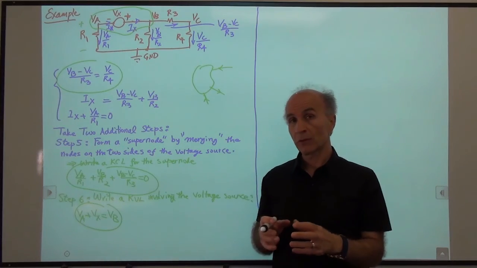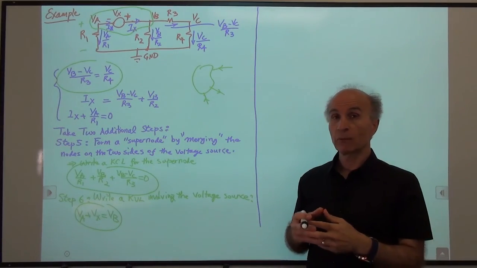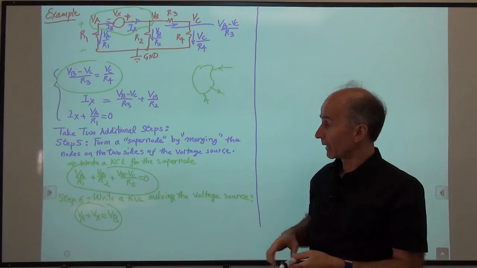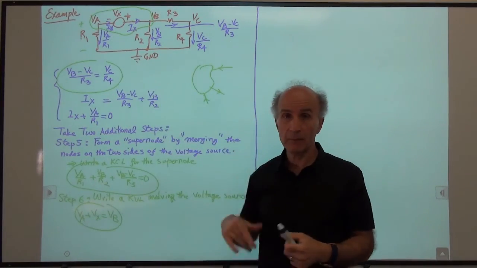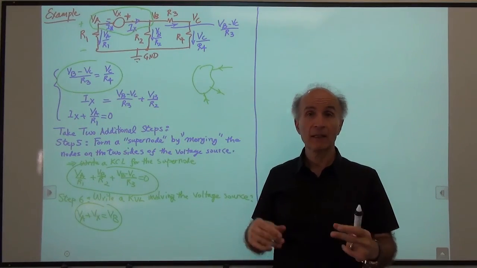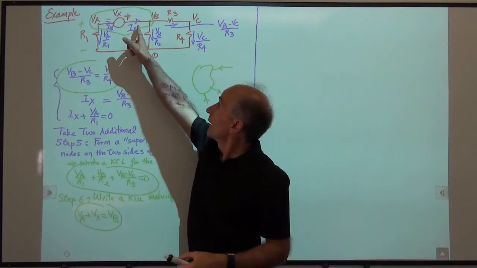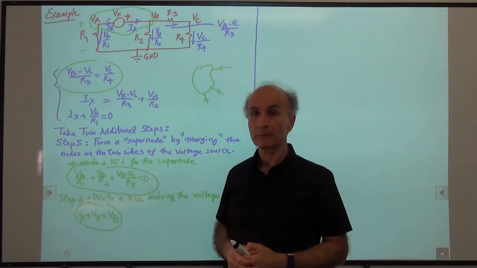This is the procedure for solving circuits that have voltage sources in them. And the concept of supernode comes in handy because it allows us to write a KCL without introducing a new current here.